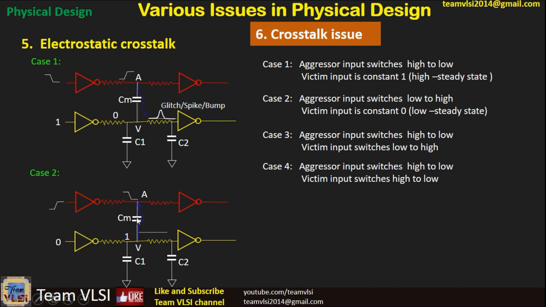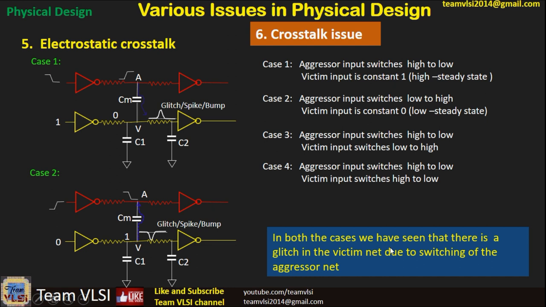Mutual capacitance will act as a leaky capacitance, and some charge will flow in this direction. Because of this flow of charges, the potential, which is initially high here, will start to degrade due to this leaky capacitor. We will see a glitch which will lower the potential due to this switching of the aggressor net, meaning a low glitch here at the victim node. So in both the cases, we have seen that there is a glitch in the victim net due to switching of the aggressor net. Okay, let's move forward.